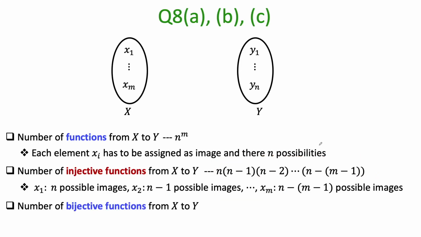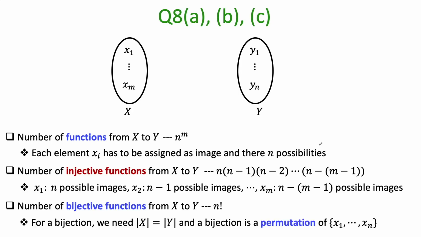Okay. Part C asks you to find the number of bijective functions from x to y. So the first thing to observe here is that for a bijection from x to y, we need the cardinality of the x set and the y set to be the same, right? It is very easy to verify that if their cardinalities are different, then we can't have a one-to-one and onto mapping from the x set to the y set.